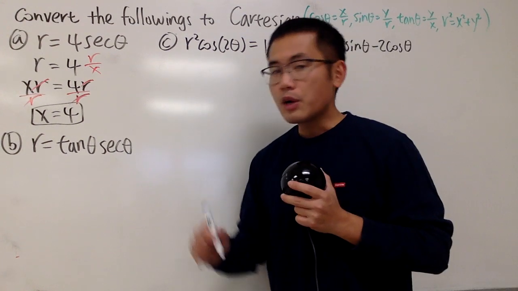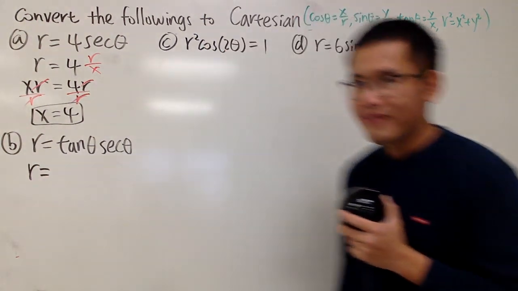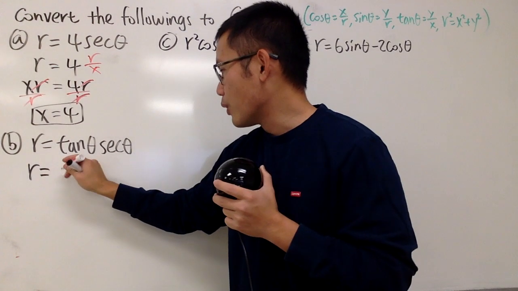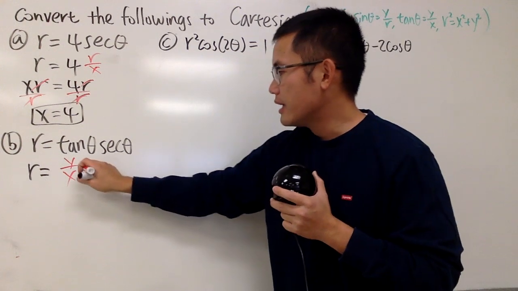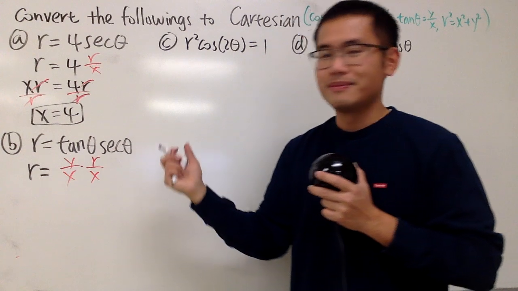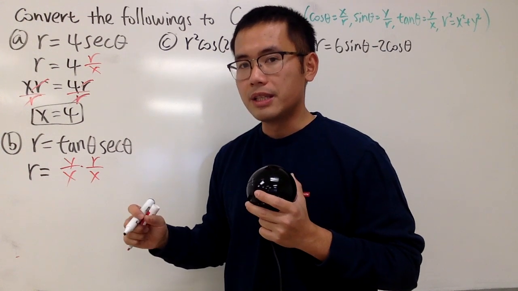All right, for the second one, okay, let's go ahead. r is r tangent theta. It's very nice because this is y over x. So of course, we can totally just put that down. And then for secant theta, again, it will be just r over x, like the one that we did earlier, like this.